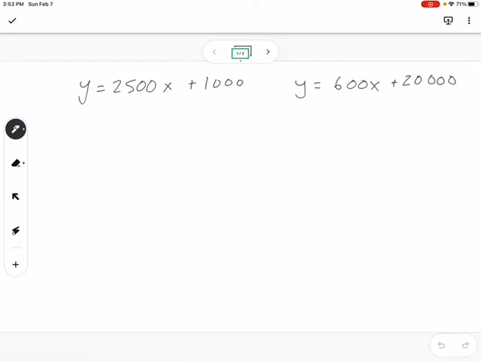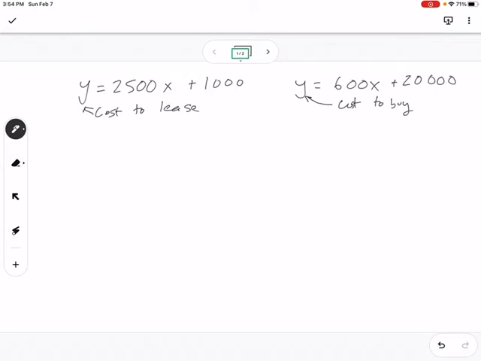this is the cost to lease. This is the cost to buy. So the theory is what we're looking for is a situation in which the cost to buy and the cost to lease, remember y is the output that represents the cost, is the same. And we're saying what amount of time x leads that to happen.